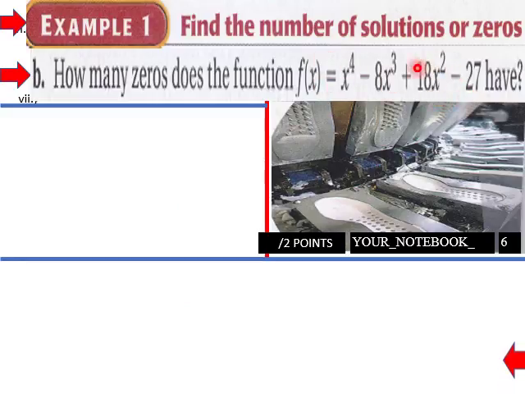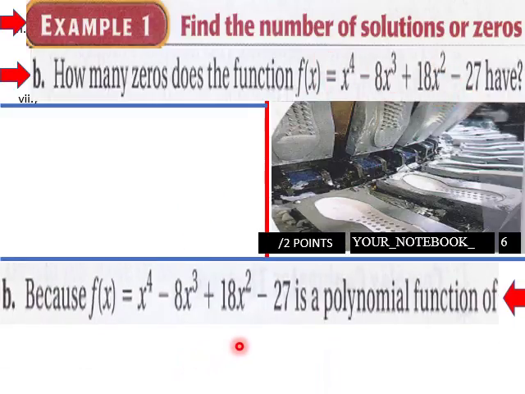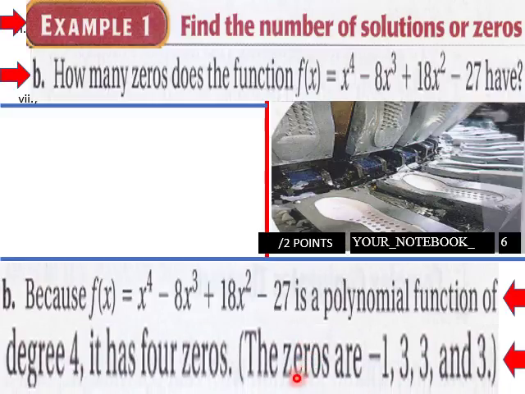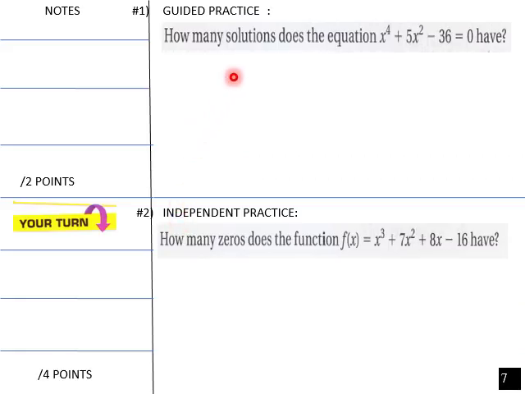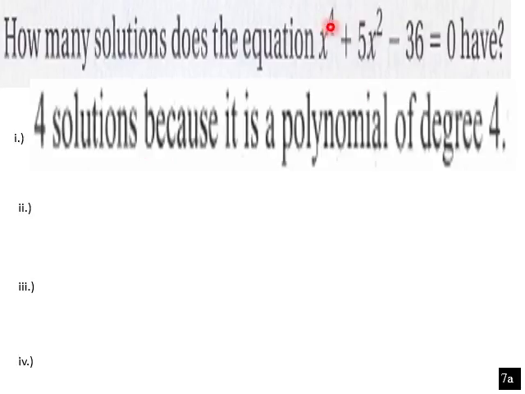We have another one here, a quartic function. It is a polynomial function. It has 4 zeros because it has a 4th degree. Here, the zeros are -1, 3, 3, and 3 through our factoring out here of -27 and +1. How many solutions does this equation have? And students, this is yours. You're responsible for this. Let's see what this comes up with. 4 solutions, 4th degree polynomial.